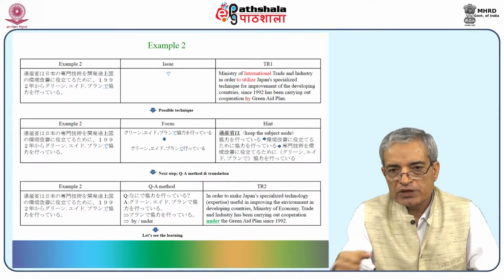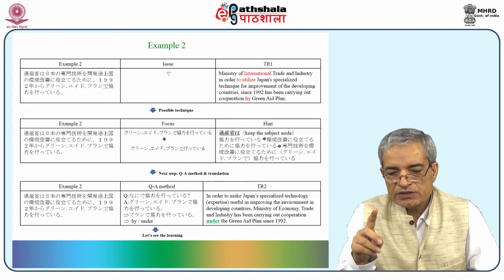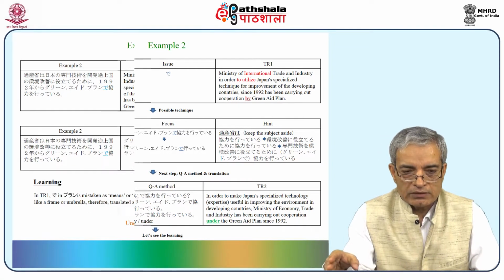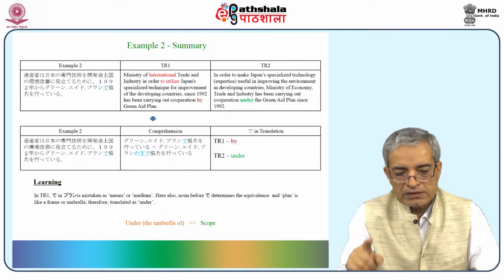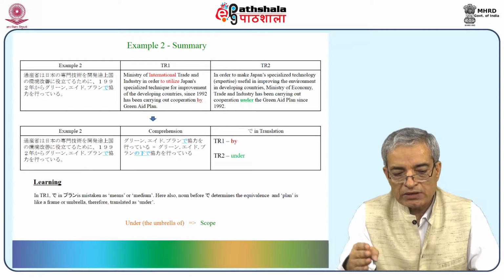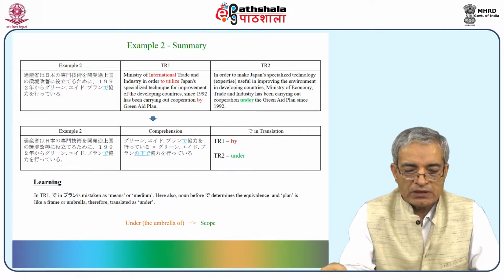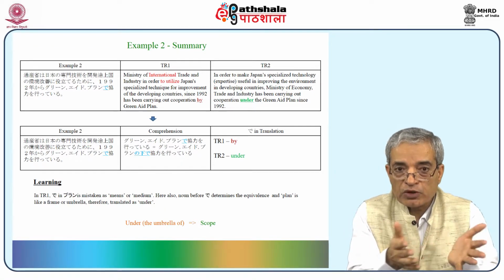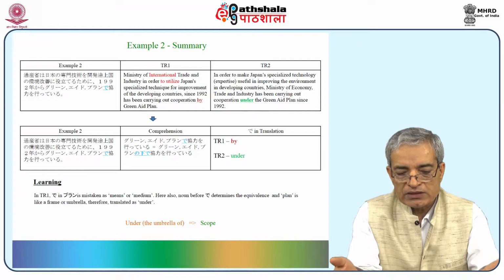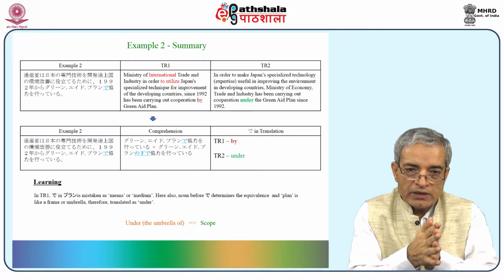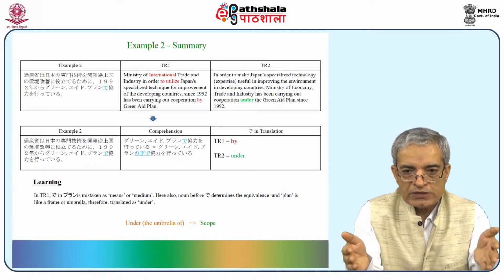And therefore the translation becomes "under". In the case of translation 1, it was translated as "by", and in the final translation it becomes "under". So the learning here is that in translation 1, "de" with "plan", Puran, is mistaken as means or medium. Here also, the noun before "de" determines the equivalence, and "plan" is like a frame or umbrella. Therefore, the translation is "under". And "under the umbrella of", when we say again, this means the scope is limited.